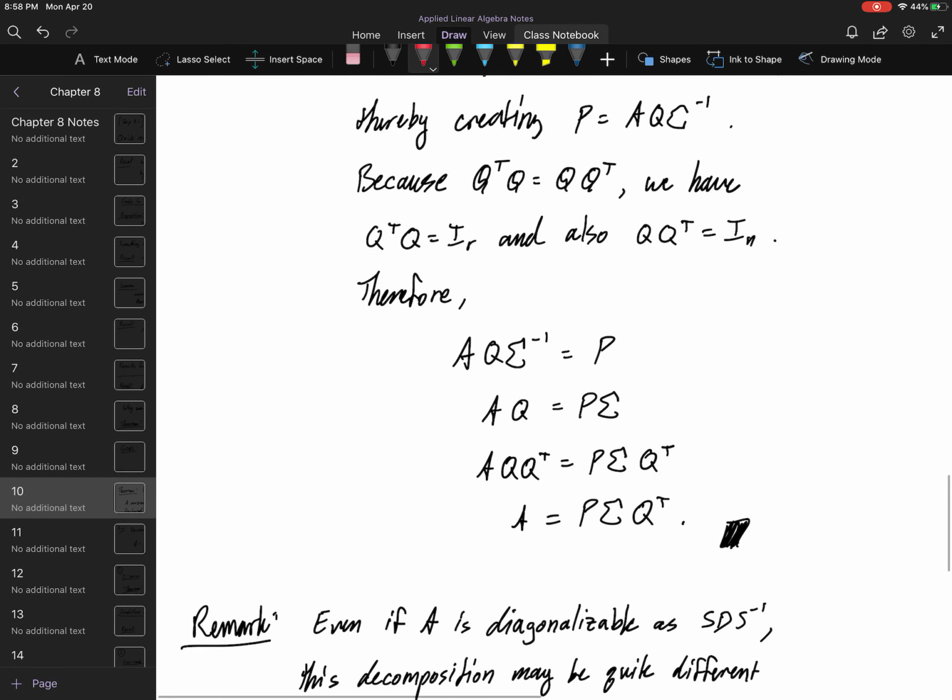So at the end of the day, what we wind up with is the fact that P is defined thusly. I can go ahead and multiply by the sigma on the right. I can multiply the Q on the right by a Q transpose. That way these guys go away into an identity matrix, and I wind up with what is known in the trade as the singular value decomposition of A.